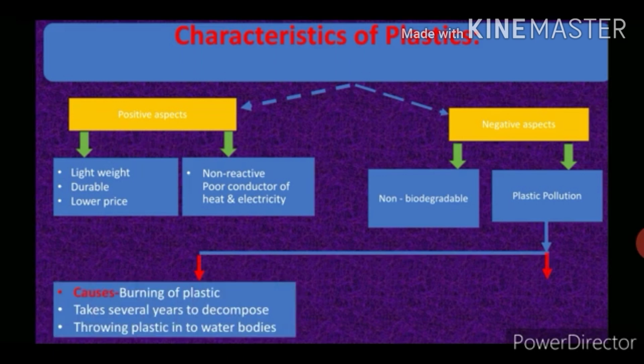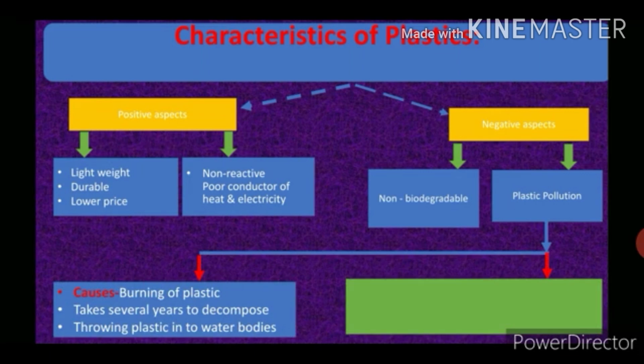So, how can this problem be solved? This problem can be solved by avoiding use of plastic as far as possible. We should use bags which are made of cotton or jute, because cotton and jute are biodegradable substances. That is, they can be decomposed by microorganisms like bacteria over a period of time in the presence of air and water.